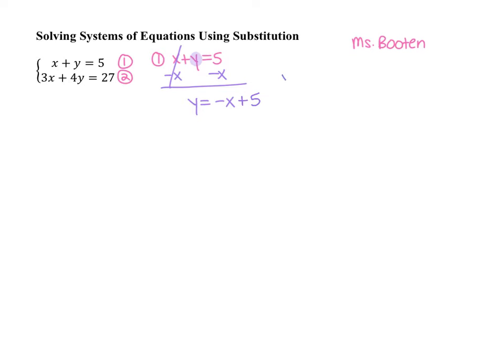You could also write it as y equals 5 minus x, it's the same thing, but I prefer to use it in this form. So this is still equation number 1, it's just in a little different form.